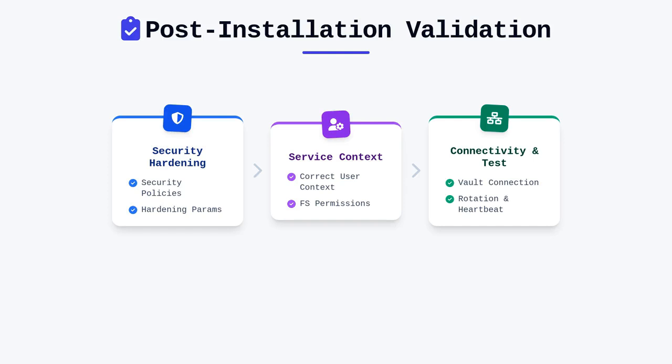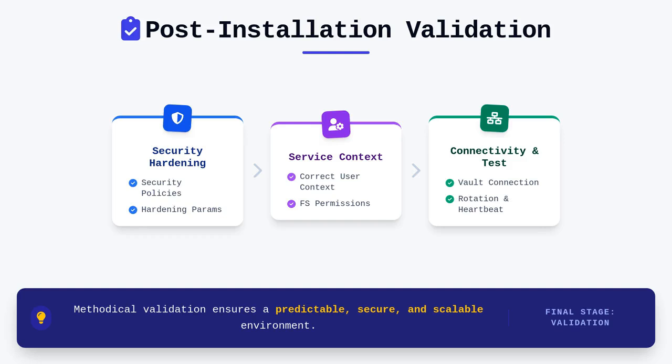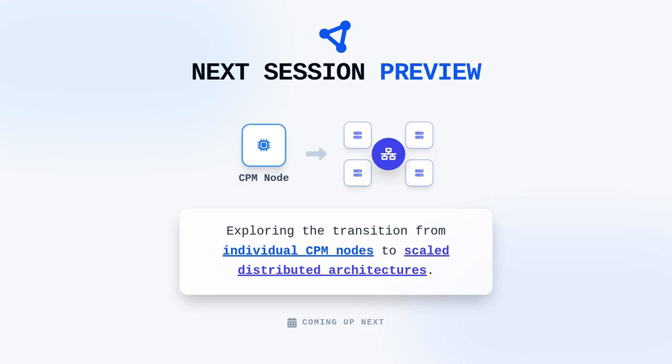Systematic testing of a single rotation policy provides the final confirmation that the installation was successful and that the heartbeat processes are functioning as expected. Maintaining this methodical approach throughout the lifecycle of the component ensures the environment remains predictable, secure, and fully manageable as you scale your infrastructure. I look forward to discussing how these individual CPM nodes can be scaled across distributed architectures in our next session.